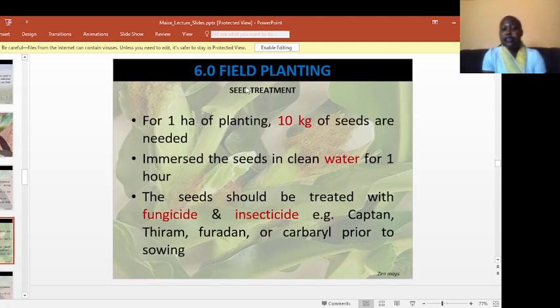For seed treatment, for 1 acre of planting, 10 kilograms of seeds are needed. Immerse the seed in clean water for 1 hour. The seed should be treated with fungicide and insecticides, e.g. Captan, Thiram, Furadan, or Carbaryl prior to sowing.